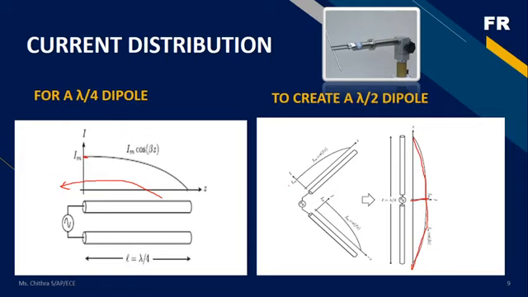The current will be maximum at the center where the dipole is fed and it gradually decays to 0 at the two open circuited ends. So this is the diagram of a practical lambda by 2 dipole. This is one lambda by 4 dipole and this is the other lambda by 4 dipole, and this is the center where the dipole will be fed. So this is a practical antenna that has been constructed.